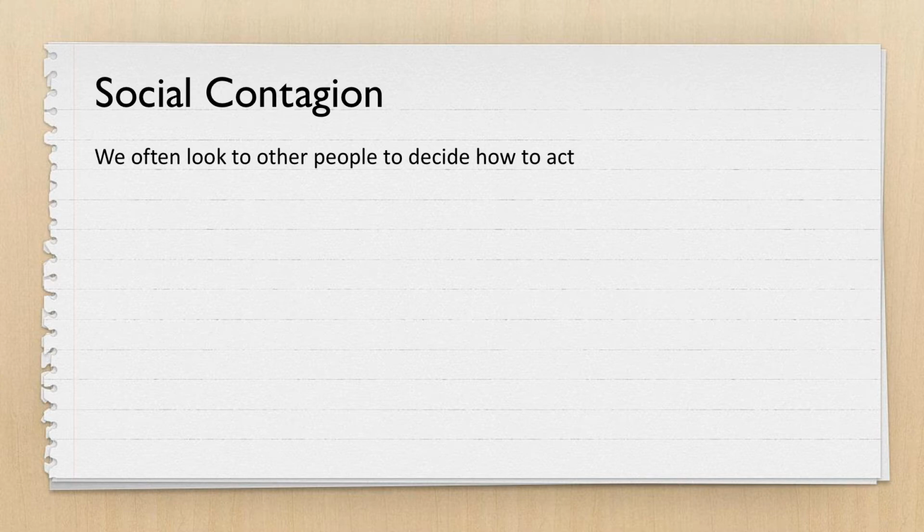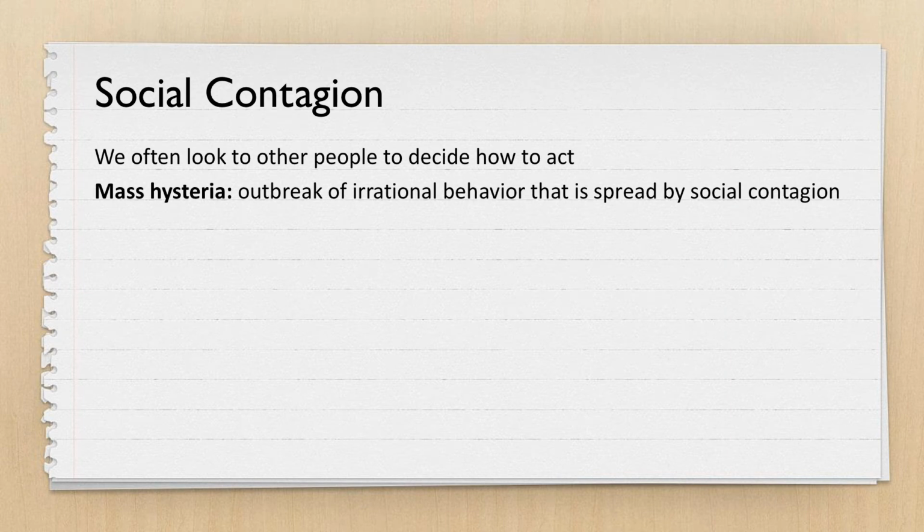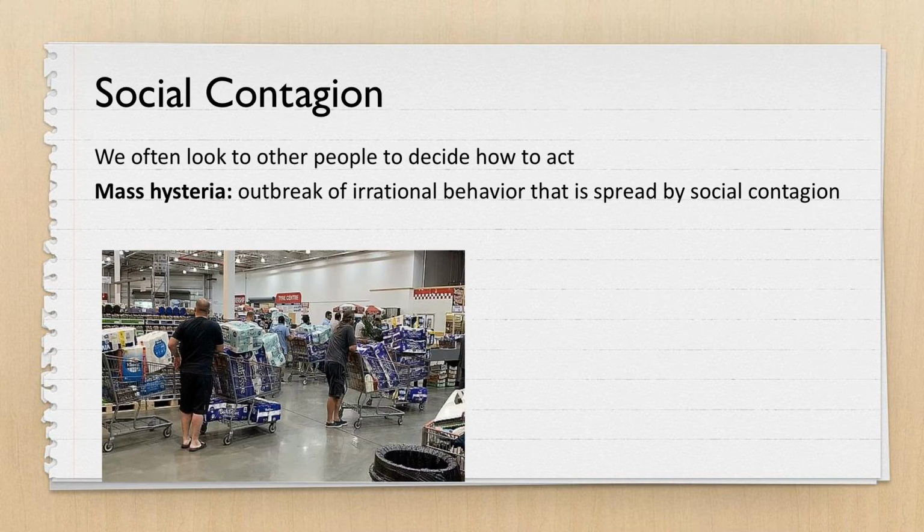When other people's behavior is irrational and we follow them, it's likely we will have mass hysteria, the outbreak of irrational behavior that is spread by social contagion, just following other people. And this is a perfect time to talk about this phenomenon, like the crazy purchasing behavior of buying toilet paper. It's not really essential, it's not like food or medicine. But when we see other people buy it like crazy, we are really likely to follow suit.